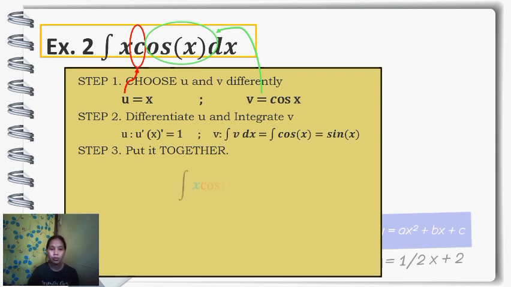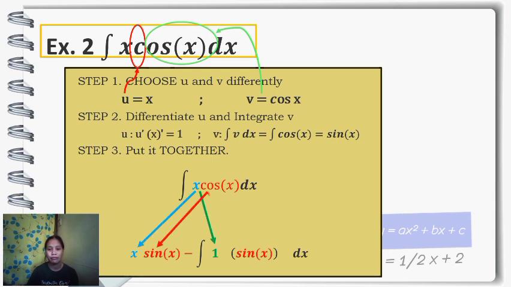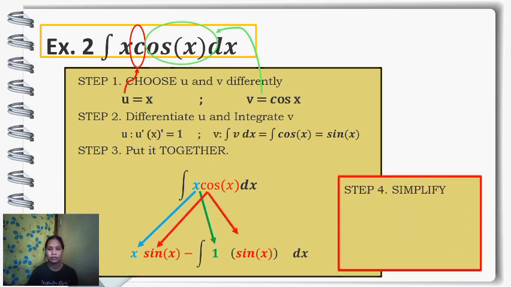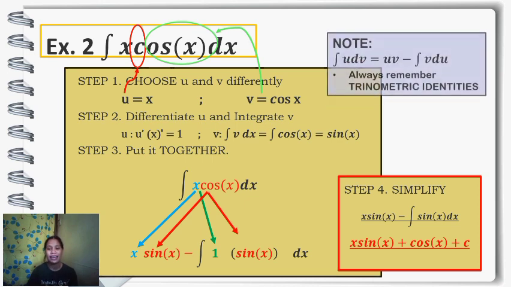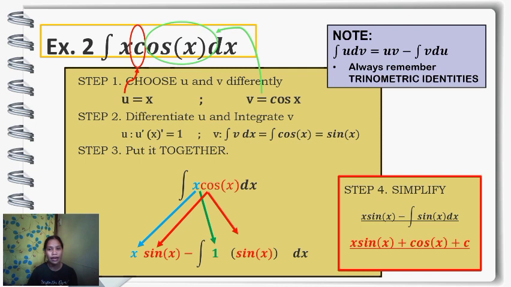Step 3, put it together into the diagram. So we have x sine of x minus the integral of 1 times sine of x dx. Simplify, and we have x sine of x plus cosine of x plus c. So note, always remember the trigonometric identities when we're integrating a trigonometric function.